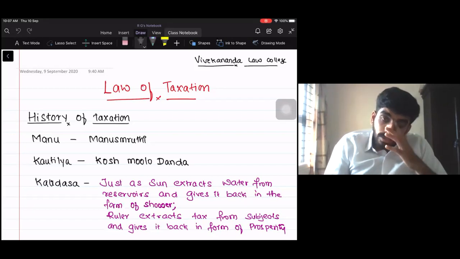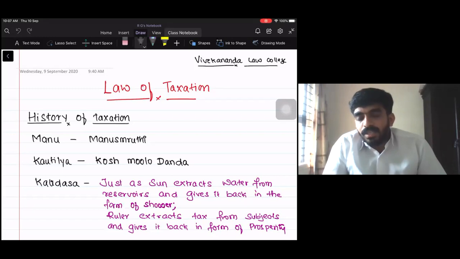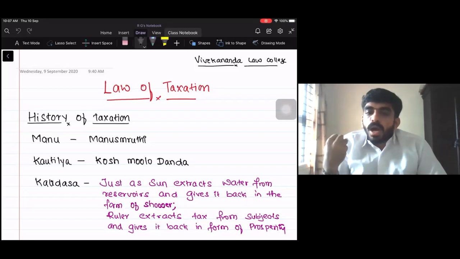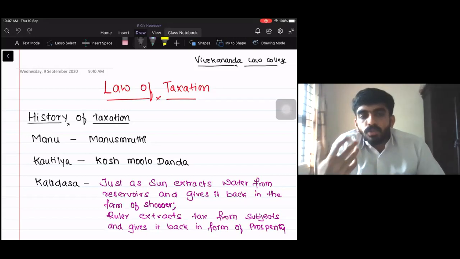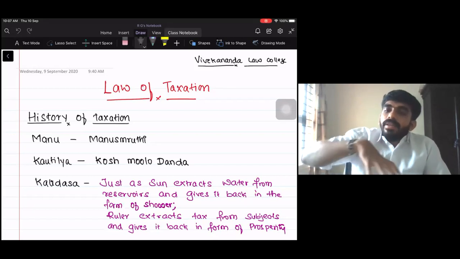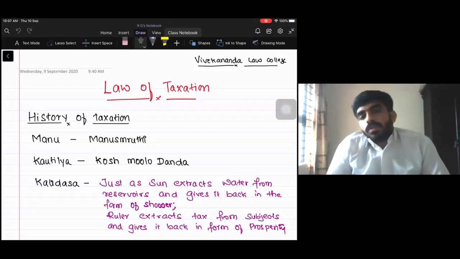And again, Kalidasa, who is known for his similes. In Kannada, we say upame. So he is known for comparing things. What he says is that taxation works just like the sun extracts water from the reservoirs. Just as the sun, with its heat, draws water from the sea or rivers and then gives it back to everyone as rain, in the same way, the kings extracted income from the people and distributed it to the whole populace, the whole dynasty. That is what Kalidasa says.